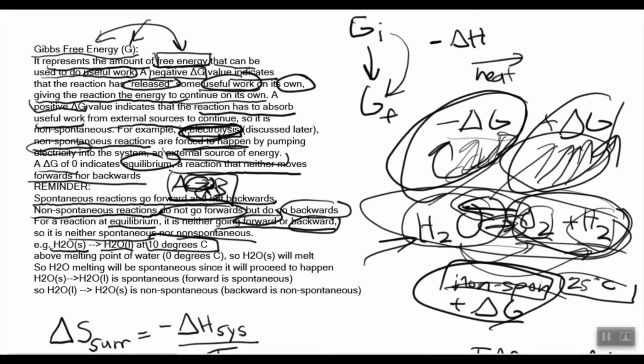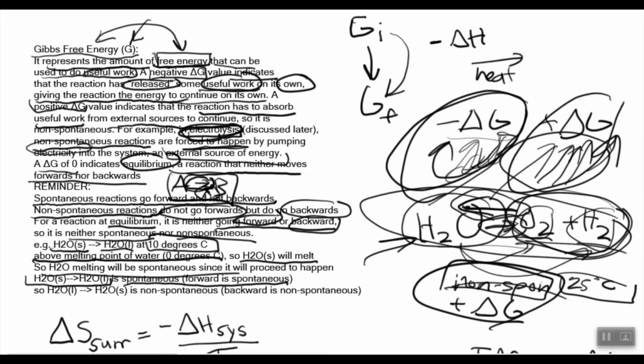Well, I think it's going to be spontaneous, because at 10 degrees Celsius, it's above the melting point of water, which is 0 degrees Celsius, so it should melt. So ice should be melting at 10 degrees Celsius into water. So I predict that this solid chunk of ice will melt spontaneously. So this reaction right here is going to be spontaneous. And that means that the conversion of solid water into liquid water will be spontaneous.